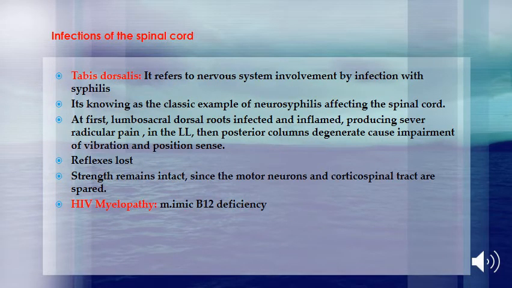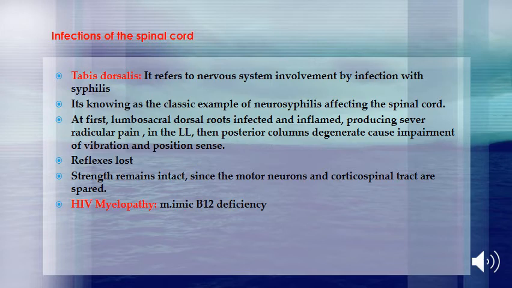Another infectious disease of the spinal cord is neurosyphilis, tabes dorsalis. It refers to nervous system involvement by infection with syphilis. At first it affects the lumbosacral dorsal root, which is infected and inflamed, producing severe radicular pain in the lower limb. The posterior column degenerates, causing impairment of vibration and position sense, and reflexes are lost. The strength remains intact since the motor neuron and corticospinal tract are spared.